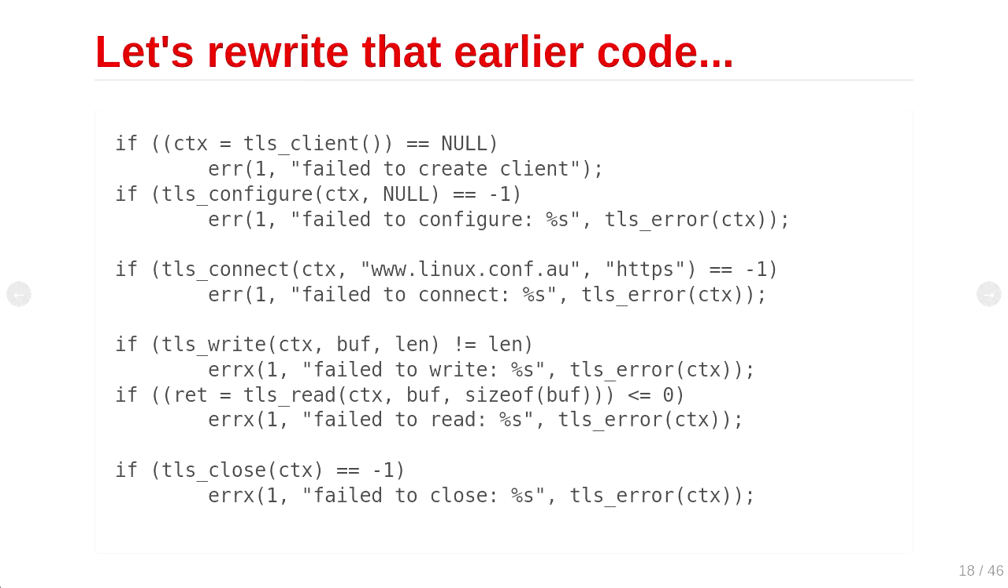One thing to note is that we haven't done the DNS to resolve www.linux.conf.au, and we haven't established a connected socket. All the code that you need is actually there. So again, we'll create a client, and we'll configure it. In this case, I don't want to change any of the default settings, so I'm simply saying configure it with null, which basically means we'll use the defaults. We'll do a tls_connect, a write, a read, and a close.